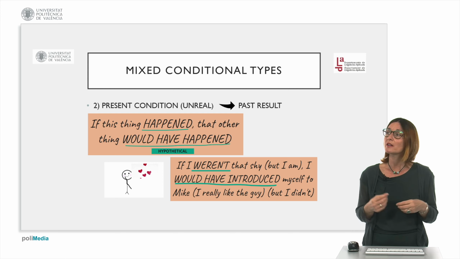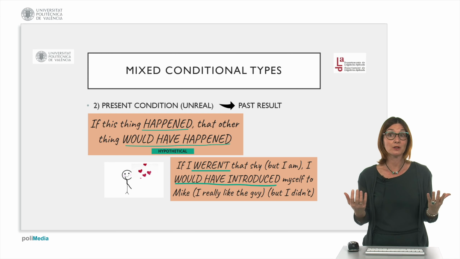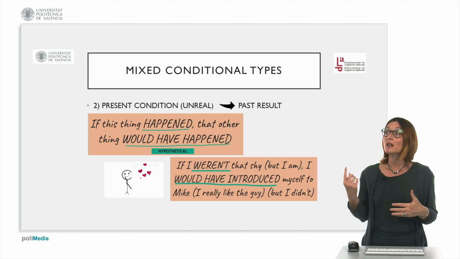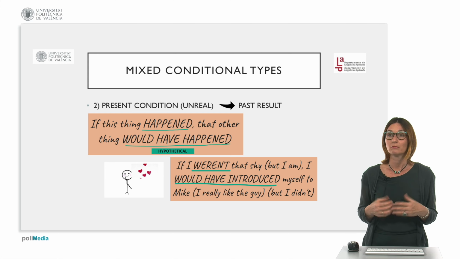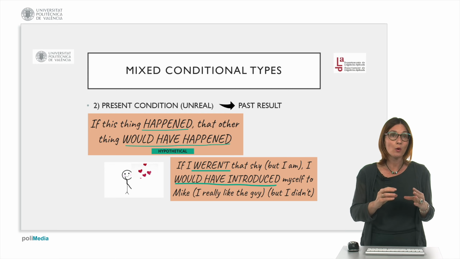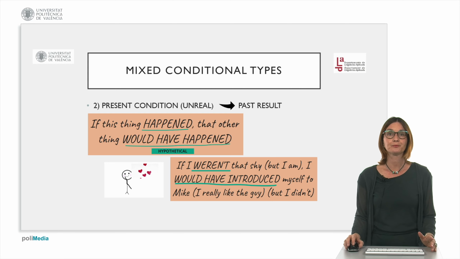So if I weren't that shy, but the truth is that I'm really shy, I would have introduced myself to Mike. I really like Mike, but I am really shy, so I didn't introduce myself to Mike. So as you can see, there is a present condition that is somehow determining what happened in the past, right?